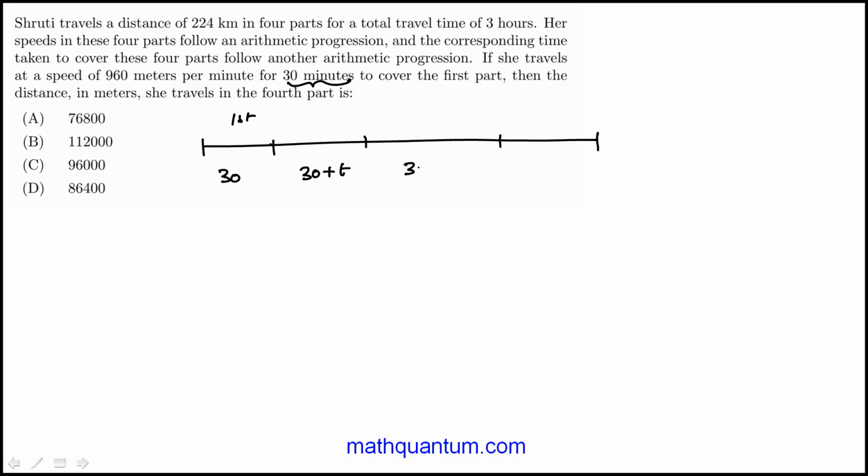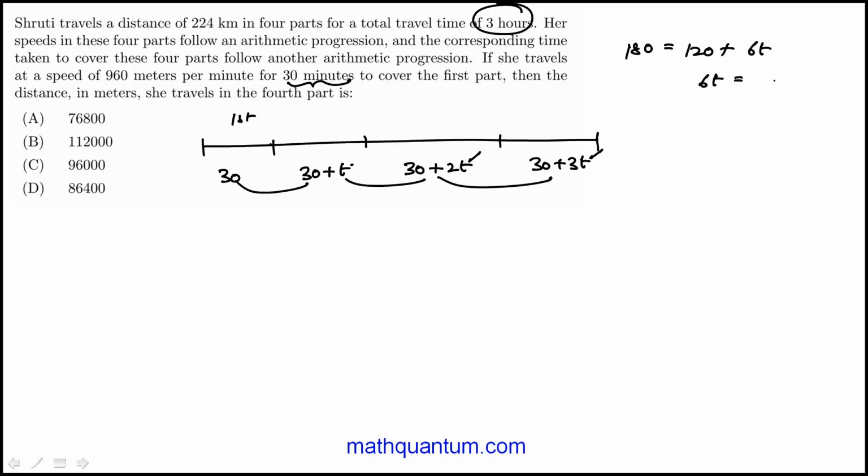then the time for these other 3 segments would be 30 plus t, 30 plus 2t, and then 30 plus 3t. We know that this sum is equal to 3 hours, which is 180 minutes. So that will give us what t is. So if we add these algebraically, we have 30 appearing 4 times, so that's 120. And then t plus 2t is 3t, plus 3t is 6t. So we can figure out what that common difference is, which is 10.